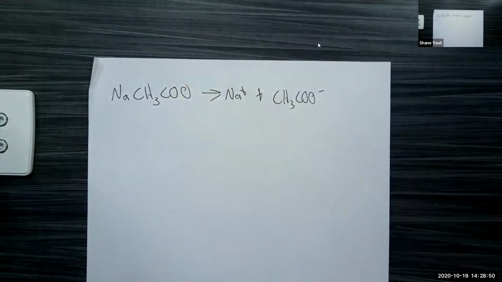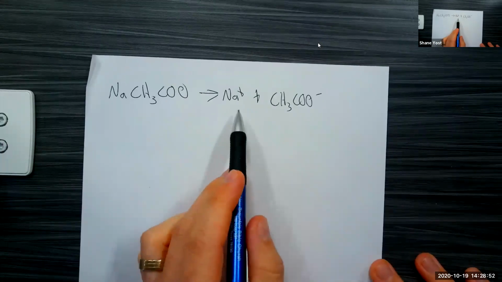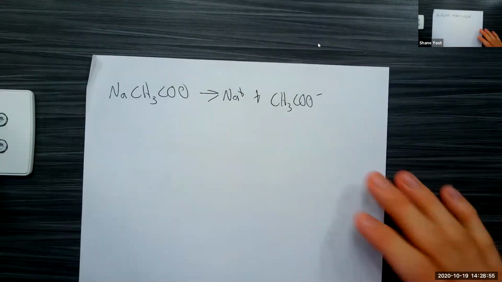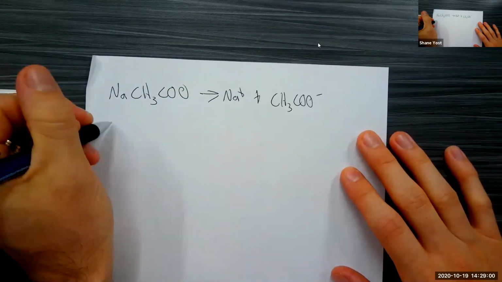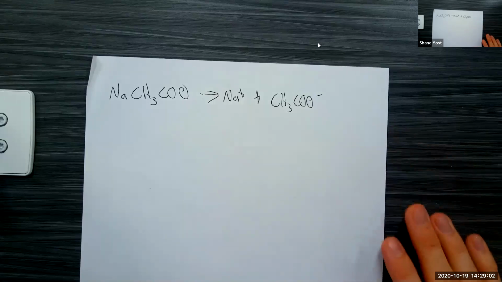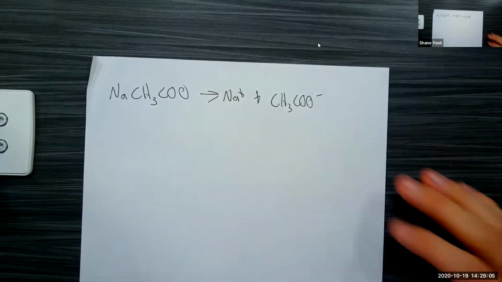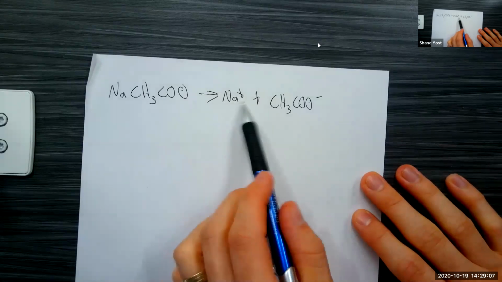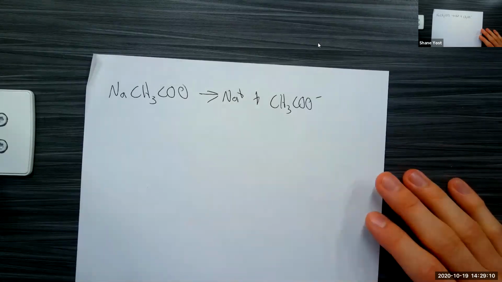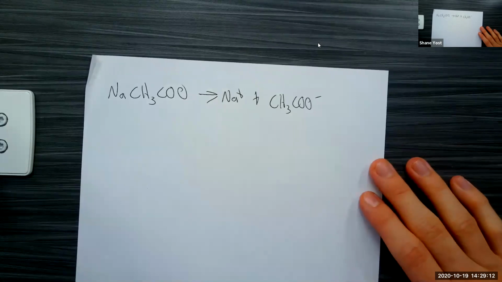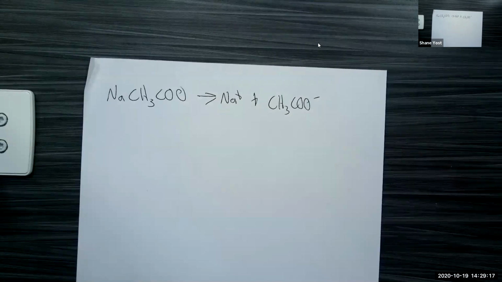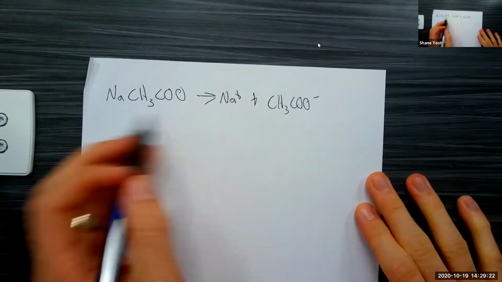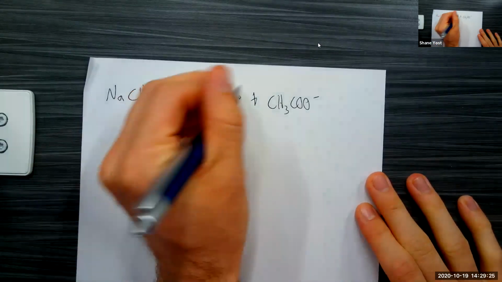Sodium itself is just a spectator ion. You could think of it as the conjugate acid of the strong base NaOH. But NaOH is a very strong base, so sodium does not act as an acid, doesn't do anything in solution, and will not impact the solution. But CH3COO minus is the conjugate base of a weak acid, and it itself is a weak base. So I put this in solution, and sodium is going to do nothing.